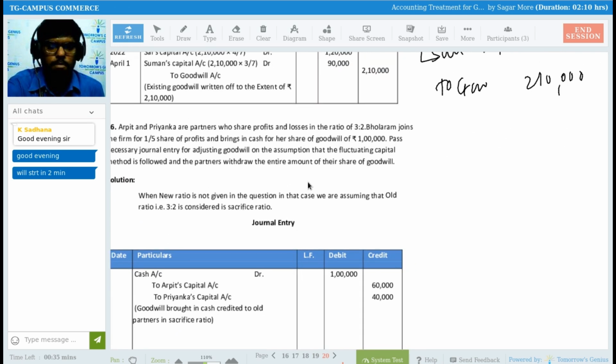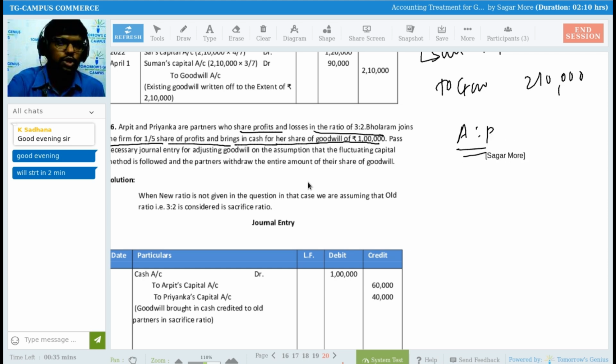Now, see the question. Arpit and Priyanka are partners who share the profits and losses in the ratio of 3:2. Bolaram joins the firm for 1/5 share of the profits and brings in cash for her share of goodwill, 1 lakh rupees. What are they saying? So Arpit and Priyanka, A and P, were the old partners who share the profits and losses in the ratio of 3:2.